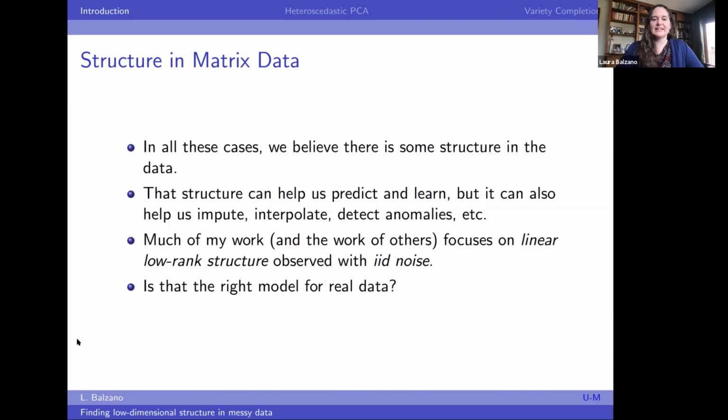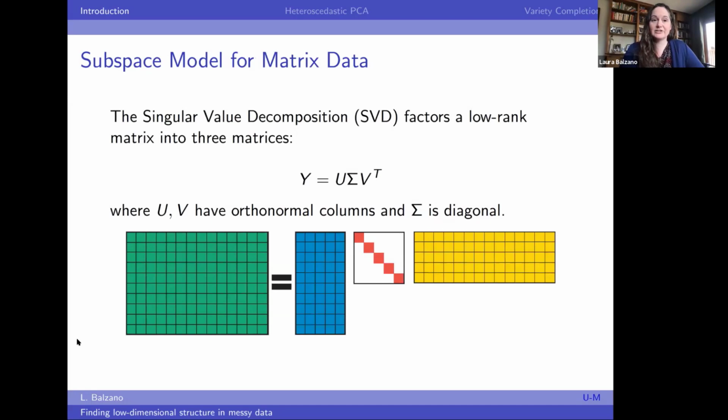Before I get into those generalizations, I just want to start everyone on the same page with the subspace model for matrix data. This green matrix Y is our data matrix, and a linear model assumes that the columns of Y are well represented by linear combinations of some columns of another matrix, this blue matrix, which we'll call U. This particular decomposition that I've written, the singular value decomposition, then has some positive singular values and some matrix V, which some people call the weight matrix or the loadings. Basically, they create the linear combinations of the columns of U in order to approximate Y.